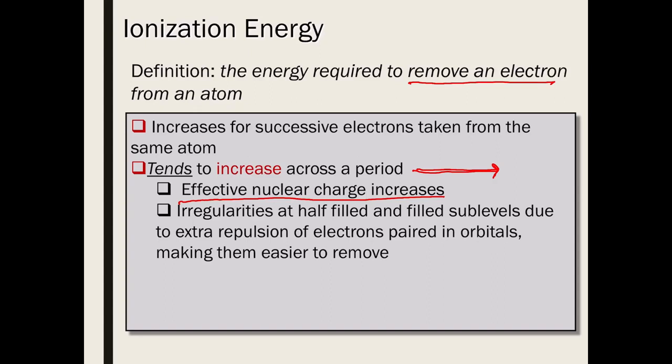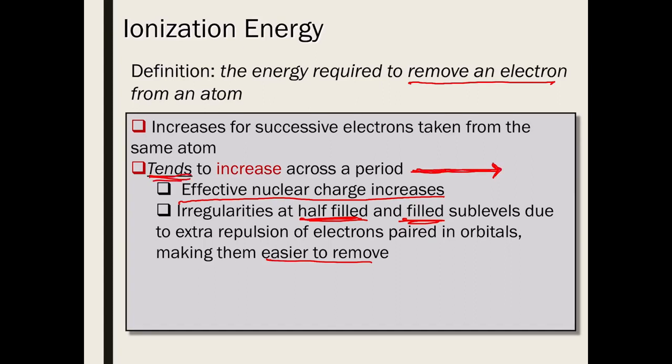We will have some irregularities, which we're going to get into, at half-filled and filled sublevels because of repulsion. Like I said, I'm going to talk about that more in a minute. At half-filled and filled sublevels, we have some extra repulsion because of paired electrons in orbitals that makes them easier to remove. The reason I'm bringing this up is because it's not like the radius, where from left to right it got smaller at the end. This is why it says it tends to increase going this way.